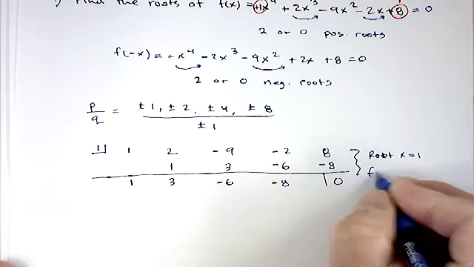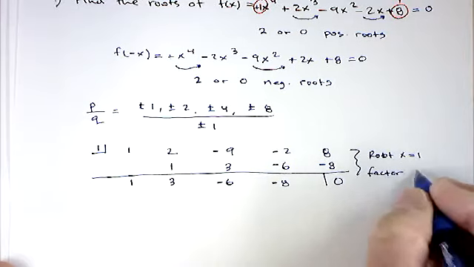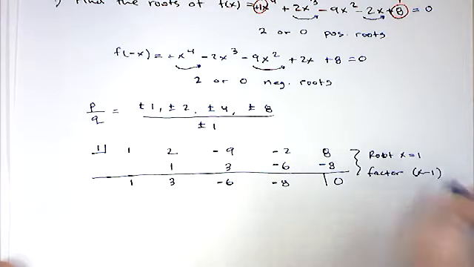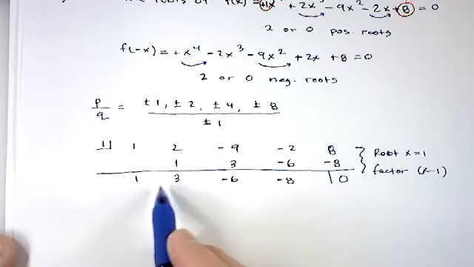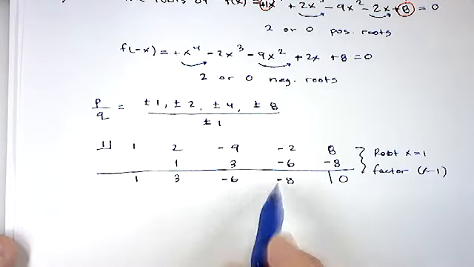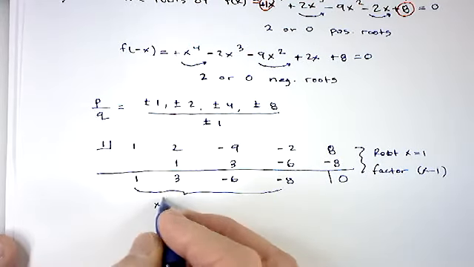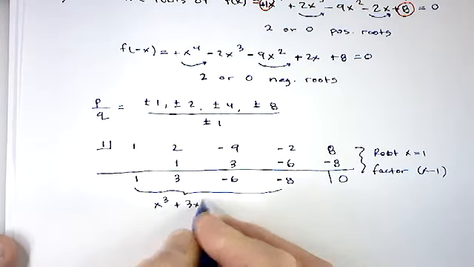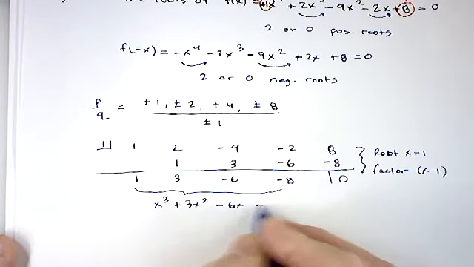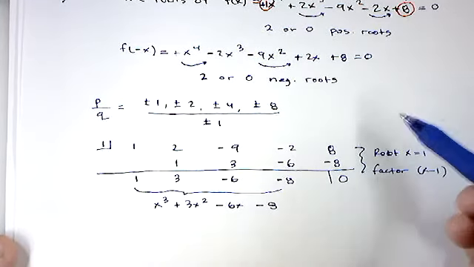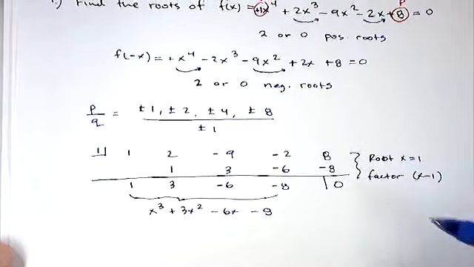And of course, sometimes you have to write these in factored form, that means the factor of this polynomial is x minus 1. And now we can work with this reduced polynomial. Remember, my reduced polynomial is x cubed plus 3x squared minus 6x minus 8. Now, this is where Descartes' rule of signs, I think, is very useful.